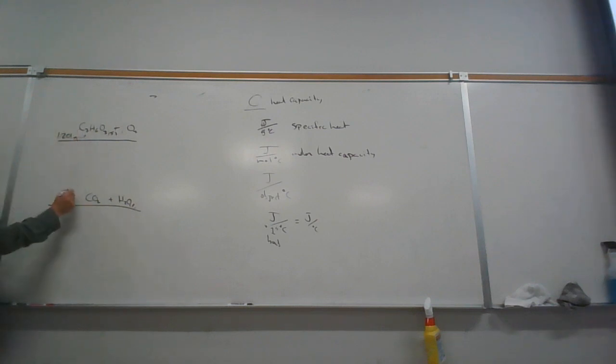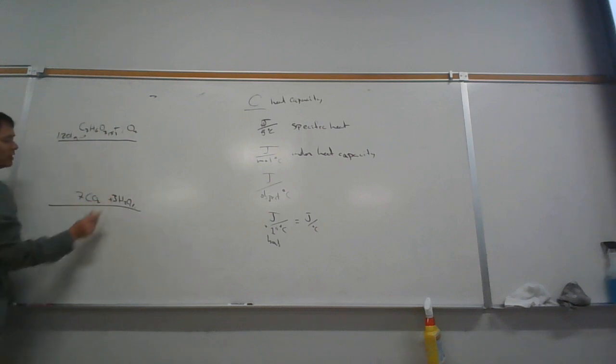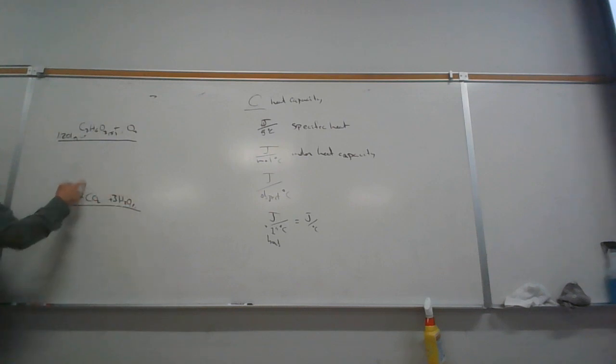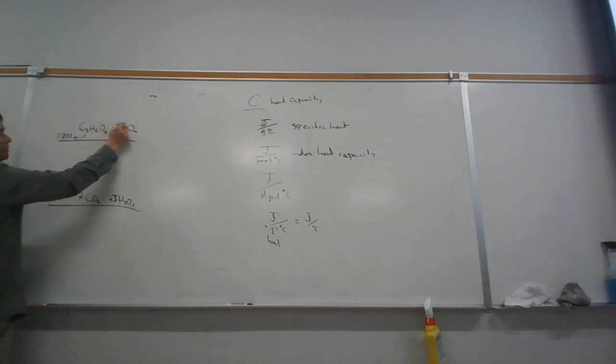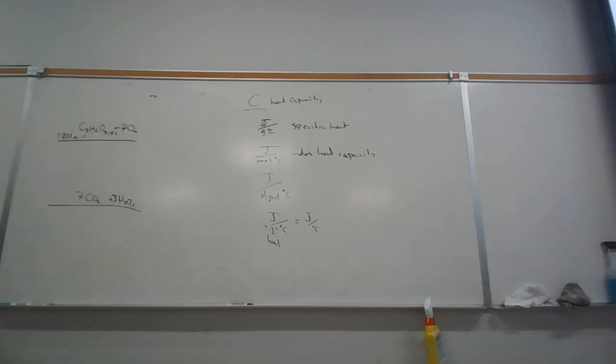So we have 7 carbons, so that's going to give us 7 CO2s. 6 hydrogens, we'll need 3 H2Os. And 7 times 2 is 14, plus 3 is 17 oxygens in the product. We need 17 oxygens in the reactant. So we'll need 7 O2s. 7 times 2 is 14, plus 3 gives us 17 oxygens.